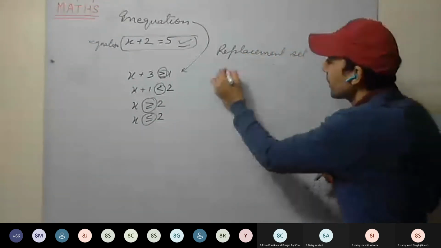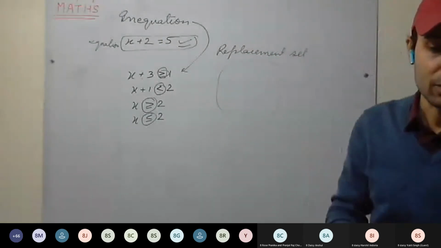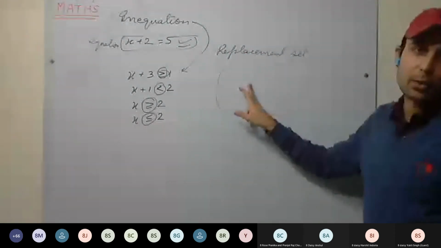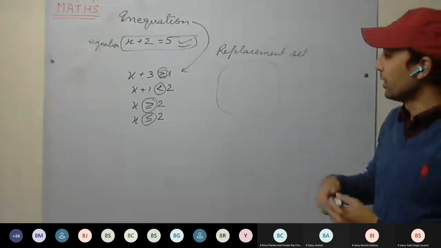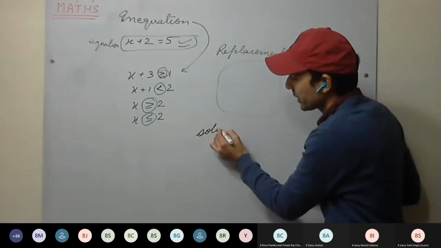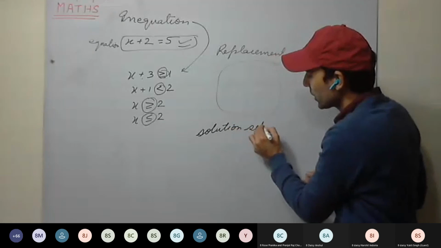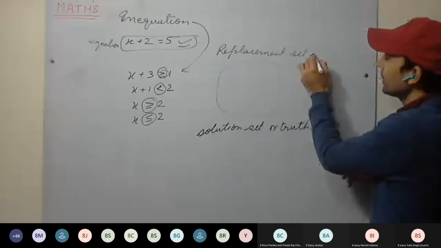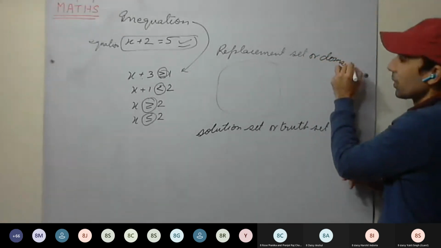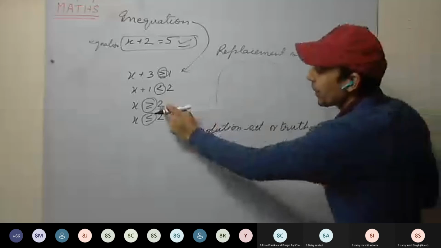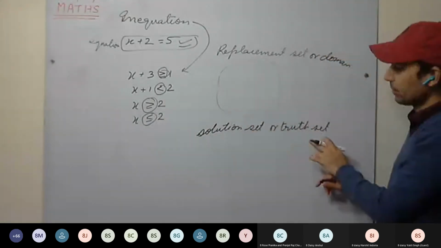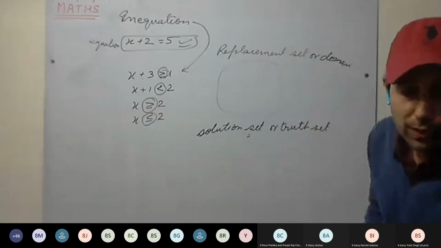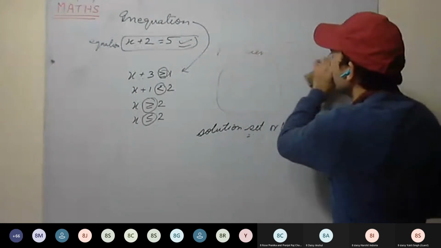The replacement set is a big box from which we will be taking the answers. What can be the answer from this big box or this big set? And then we write the solution set, or truth set. So this will be our replacement set or domain. On this, we will apply this inequality and we will take values from this. And whatever solution comes, that will be the solution set or truth set. Okay, so I will be doing one question here.